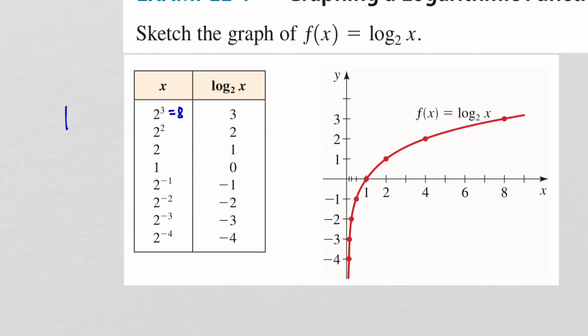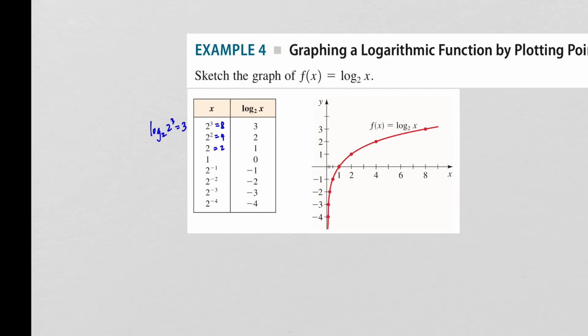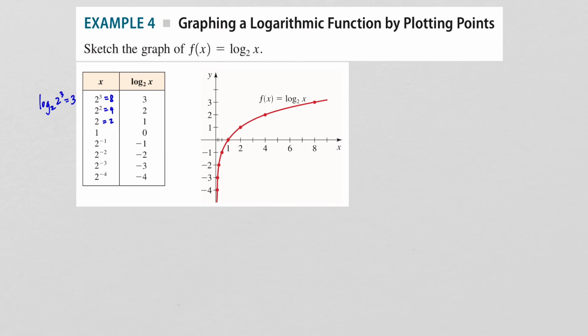That's because if I plug that into the function, I get log base 2 of 2 to the third, and this is equal to 3, right? Because these cancel out here. So I would pick numbers like 8, 4, 2, etc., because these are all known powers of 2. And when you plug those into the log function, you get the corresponding y values, and then you would sketch those to get your graph.